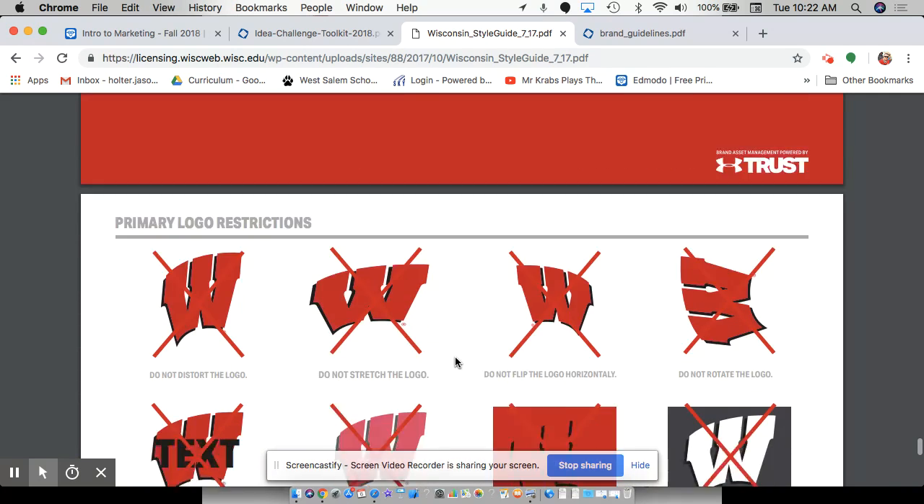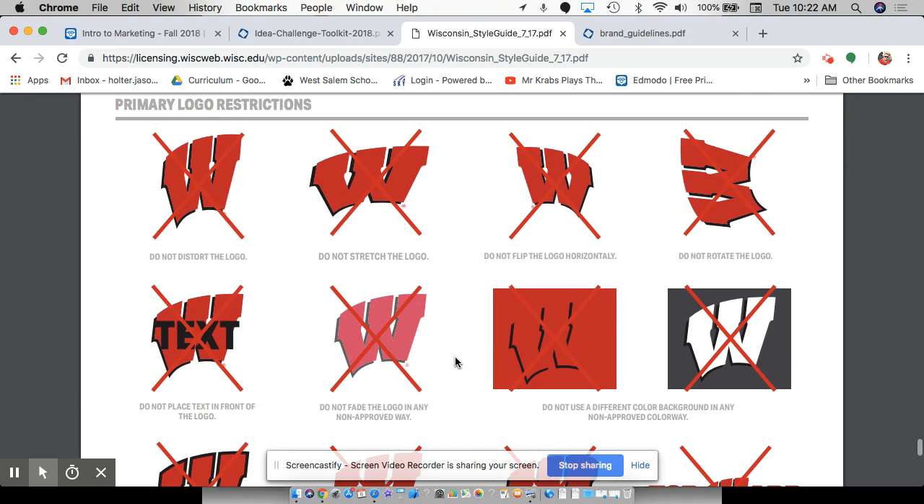So again, this is all of the branding that you have to do. Here's what you can't do. You can't distort the logo, stretch it, flip it, rotate it. Can't place text in front.